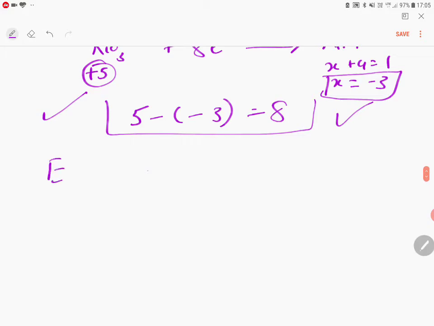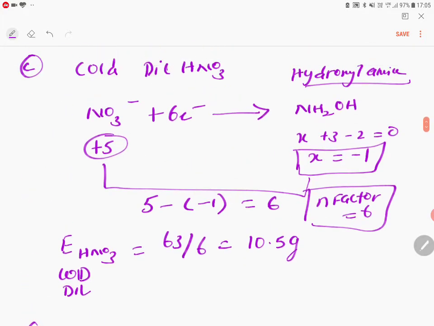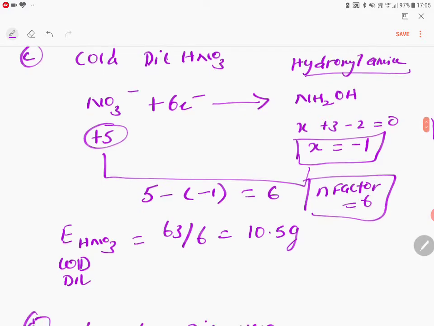Therefore, equivalent mass of very dilute nitric acid is equal to molar mass by 8. That is 63 by 8 to 7.875 grams. So I think we have discussed a lot of concept videos regarding equivalent masses. Next, so this is your case 6, case 7.